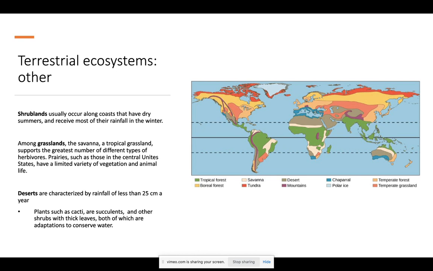So whenever I divide these up, I think of shrublands being on the coast, and I think about grasslands containing the greatest number of different herbivores. Makes sense because herbivores eat plants, and the grasslands are rich in a variety of vegetation. Then I think about deserts. Deserts contain cacti. They're typically in areas where it's going to be very hot. They don't receive a lot of rainfall. So just knowing these three would be important.